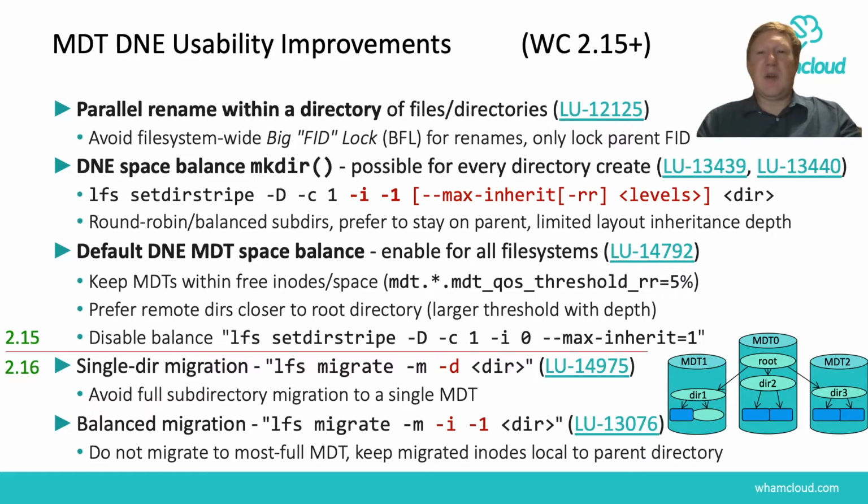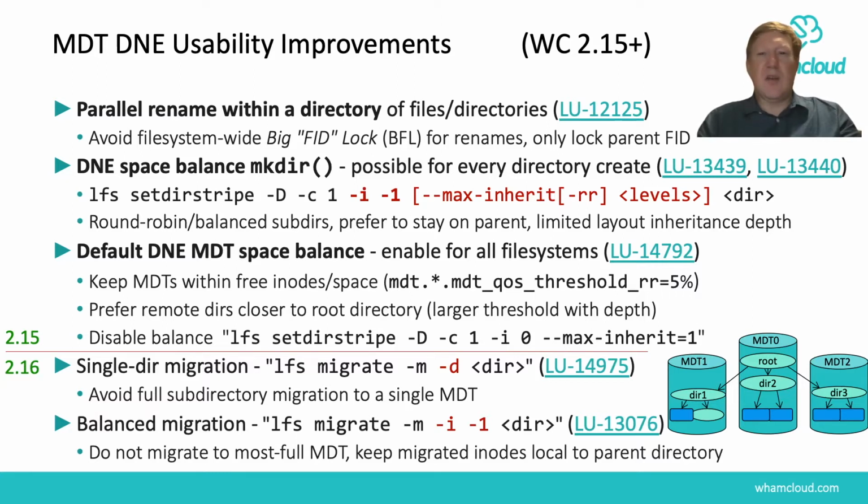And similar to OST space balancing, it's possible that if you have one very large directory, as with very large files, that may cause the space usage to be skewed, but it tries to correct this over time. It is possible to disable the automatic space balancing if you need to, and it isn't doing the things the way you want it to.